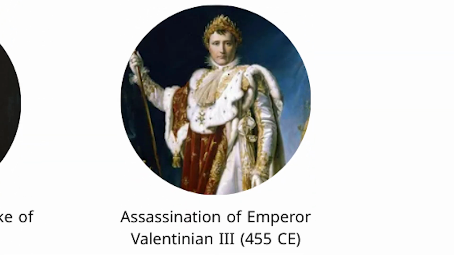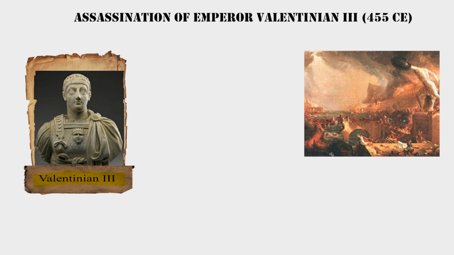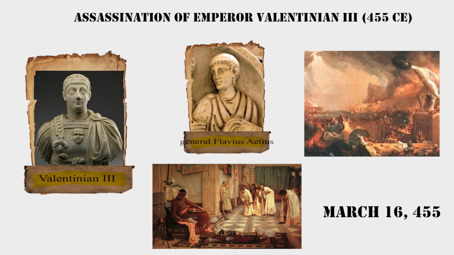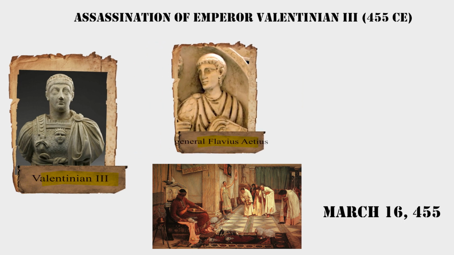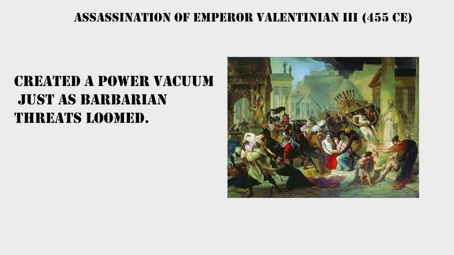5. Assassination of Emperor Valentinian III, 455 CE. Valentinian III, ruler of the crumbling Western Roman Empire, was assassinated in Rome on March 16, 455, by officers loyal to the late General Flavius Aetius, whom Valentinian had murdered months earlier. The emperor's death created a power vacuum just as barbarian threats loomed.